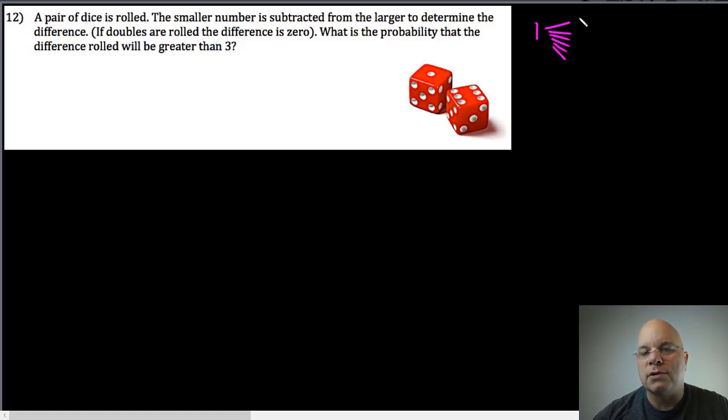If I roll a 1 on the first die, I can roll a 1, 2, 3, 4, 5, or 6 on the second die, and I can start finding these differences. This is a difference of 0. The smaller number is subtracted from the larger, so this is a difference of 1, 2, 3, 4, 5. You could do it this way and consider all the differences, but because we have 6 possible outcomes for each die, it makes a nice square array if you show the sample space on a grid. And so we've done a little bit of that, but I'll show you what I mean by that again here.